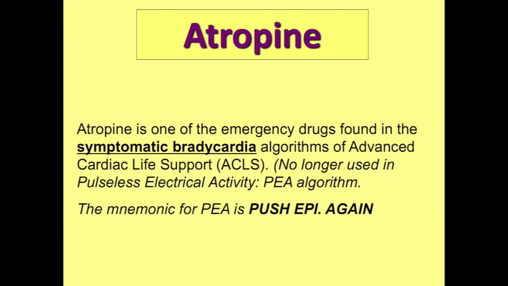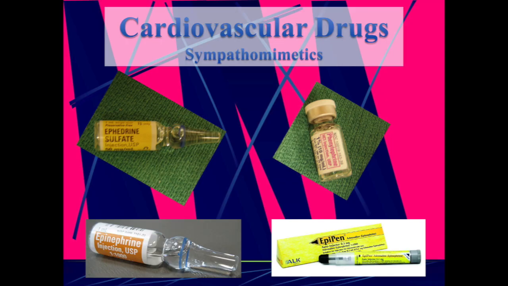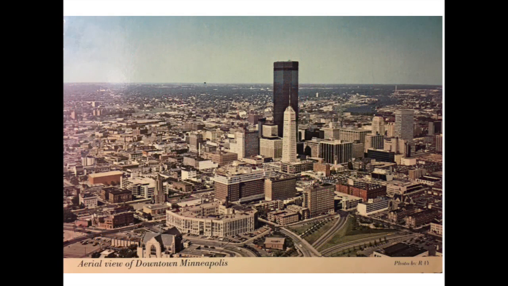So we give atropine as an ACLS drug for symptomatic bradycardia, or for PEA, pulseless electrical activity. We used to give it for that, and now PEA, besides really being pulseless electrical activity, stands for push epi again. We don't use atropine for that anymore. So the EpiPen obviously also is another sympathomimetic drug.